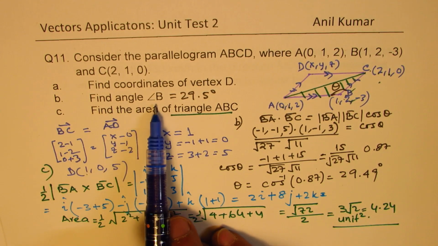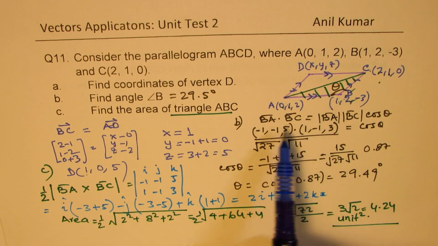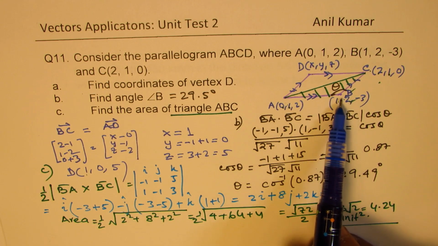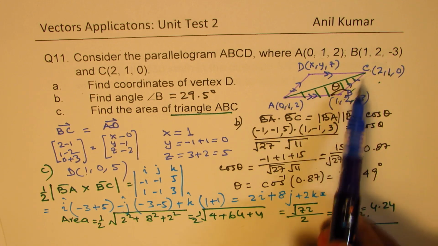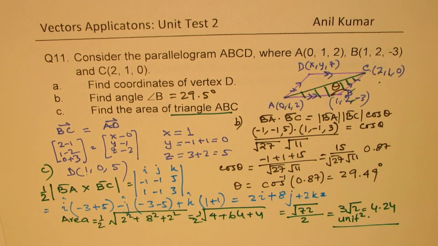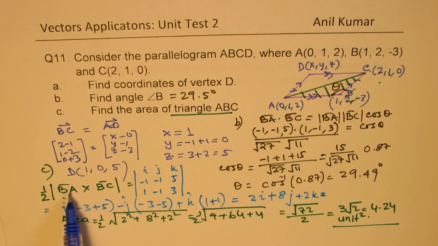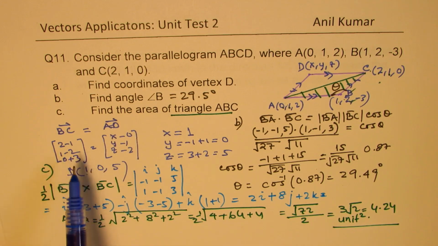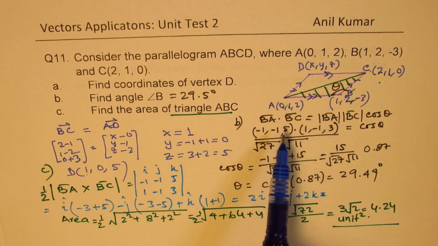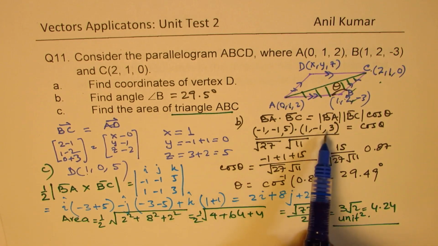Then we need to find the angle B. Now to find the angle B, we'll use the dot product. BA dot BC is the magnitude of BA times the magnitude of BC times cos theta. Now it is a good practice to first define what BA and BC are. That is very important. We did it on the fly, but in fact, you should actually do it separately.